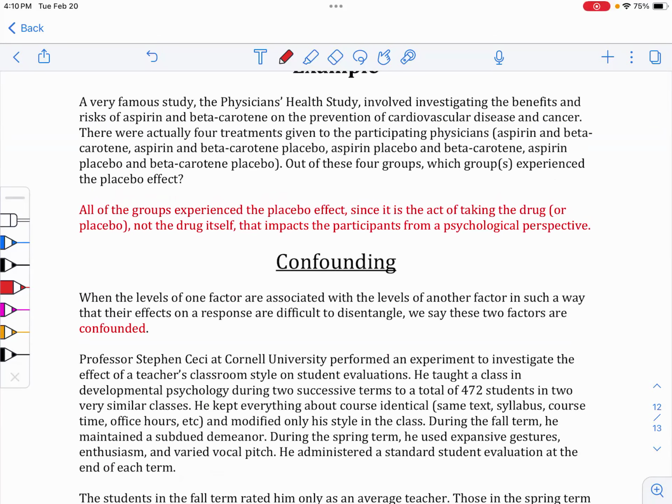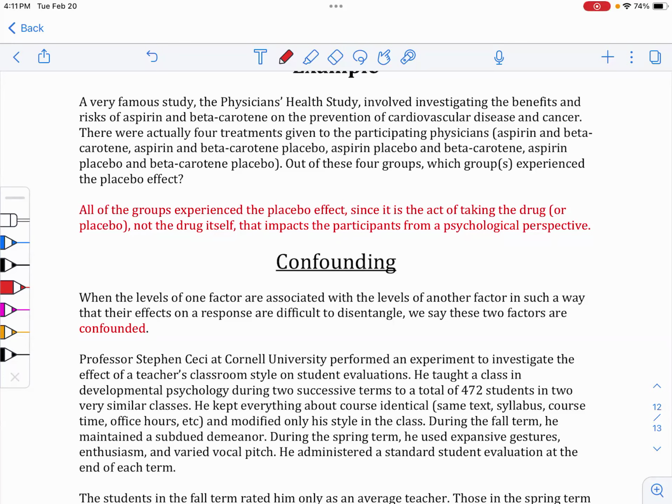Along those lines, the biggest thing about a placebo effect. Here I have 4 different groups, and 3 of these groups are placebo groups. I have aspirin and beta carotene, aspirin and beta carotene placebo, aspirin placebo and beta carotene, and aspirin placebo and beta carotene placebo. If one of these groups suffers from the placebo effect, all of them do.